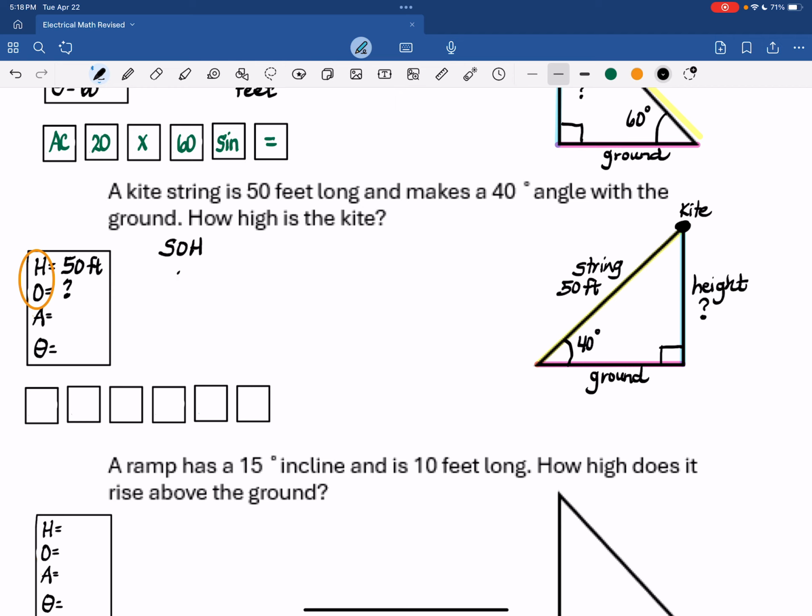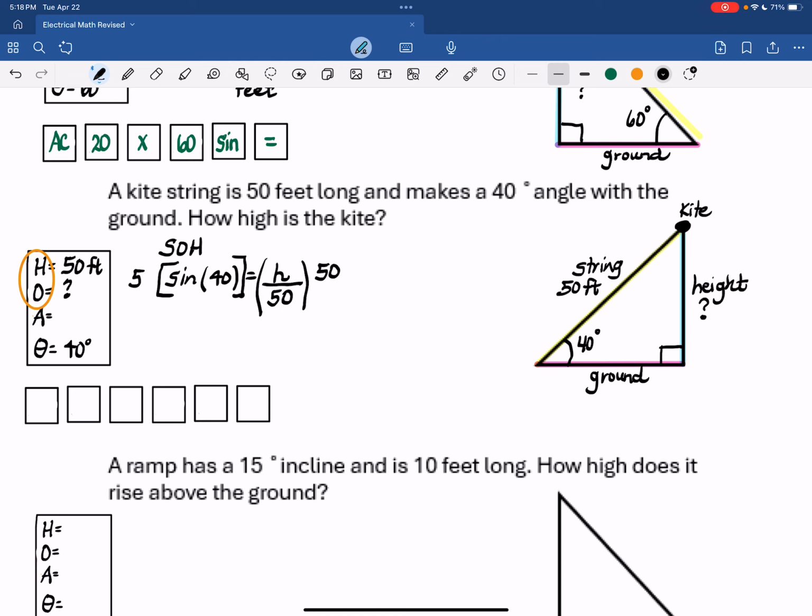So you want sine. The sine of theta, which is 40 degrees, the sine of 40 degrees is equal to the opposite, which is the altitude or the height of the kite, over the hypotenuse. And there's your formula. So we're going to use the reciprocal of 50.